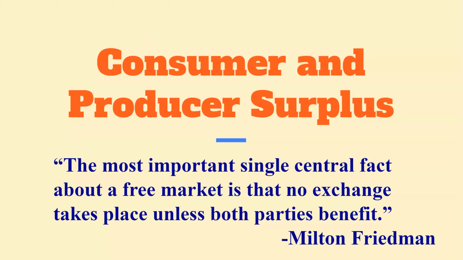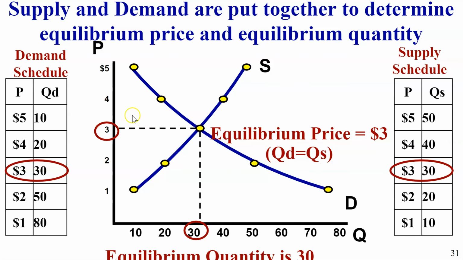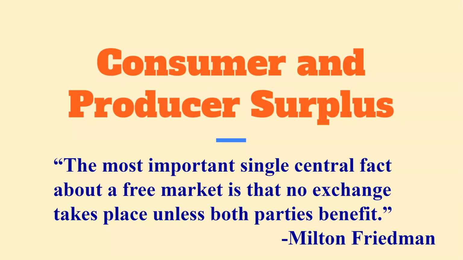So, if we look at consumer and producer surplus, Milton Friedman probably said it best: the most important single central fact about a free market is that no exchange takes place unless both parties benefit. And what we see in this particular space is that this is our equilibrium price. This is our market clearing price. A market has been created. We have no shortages. We have no surpluses. This is the idea that Friedman talks about here in terms of both parties benefiting and mutually gaining from trade.